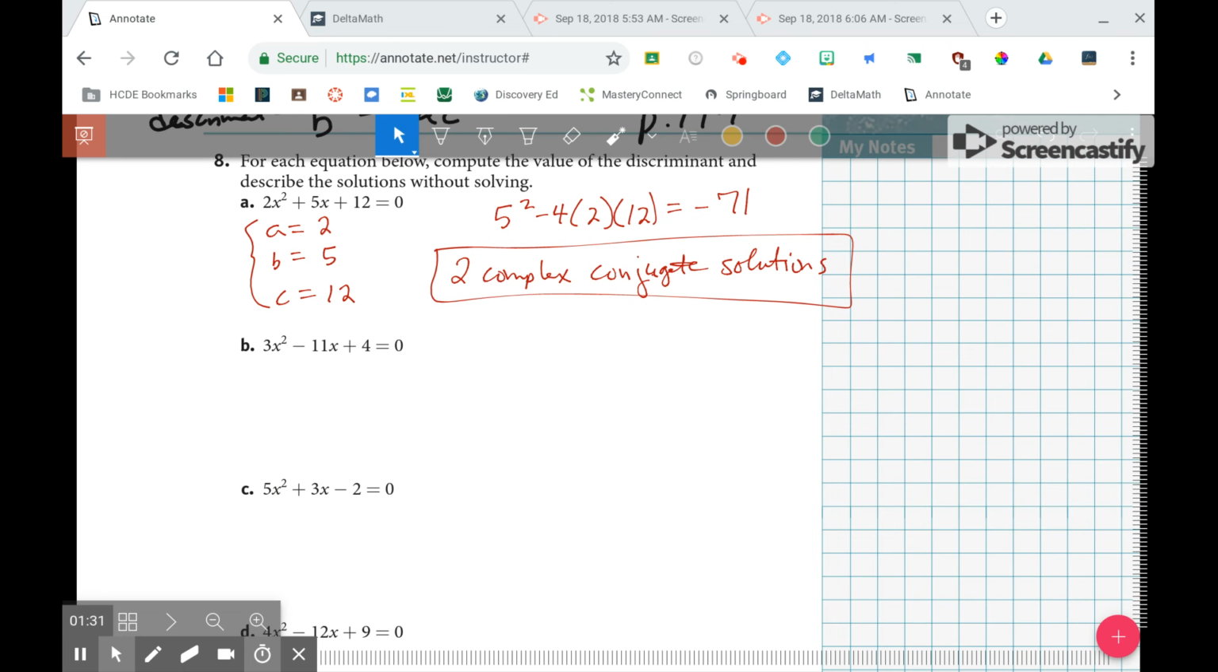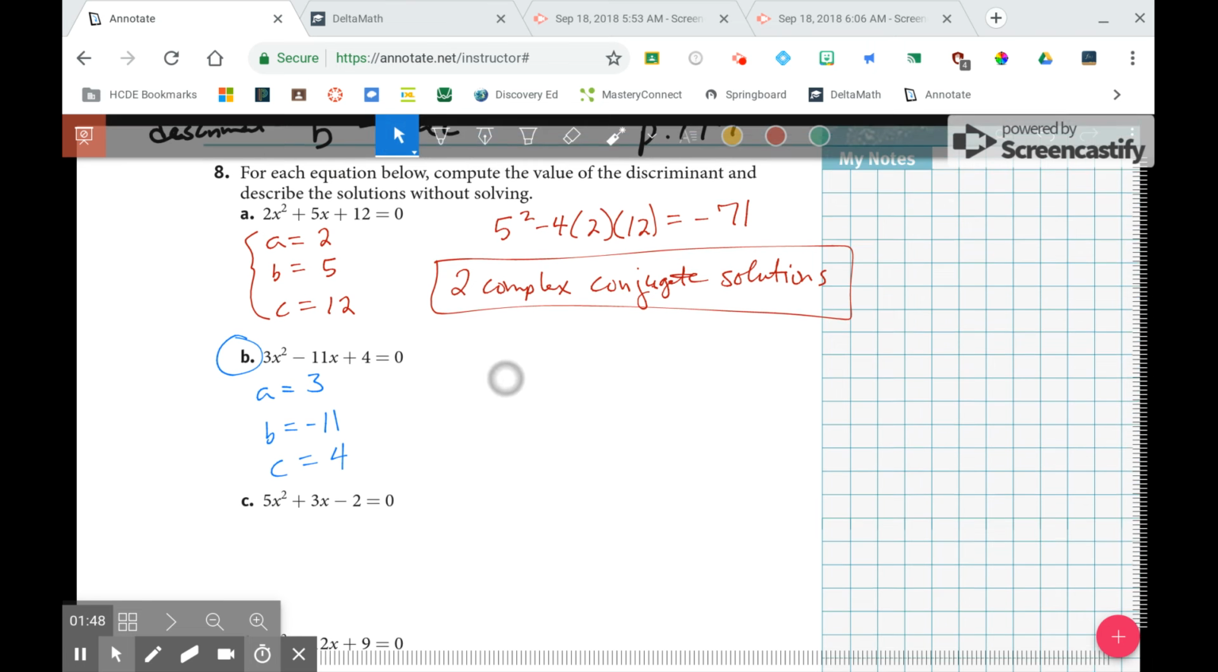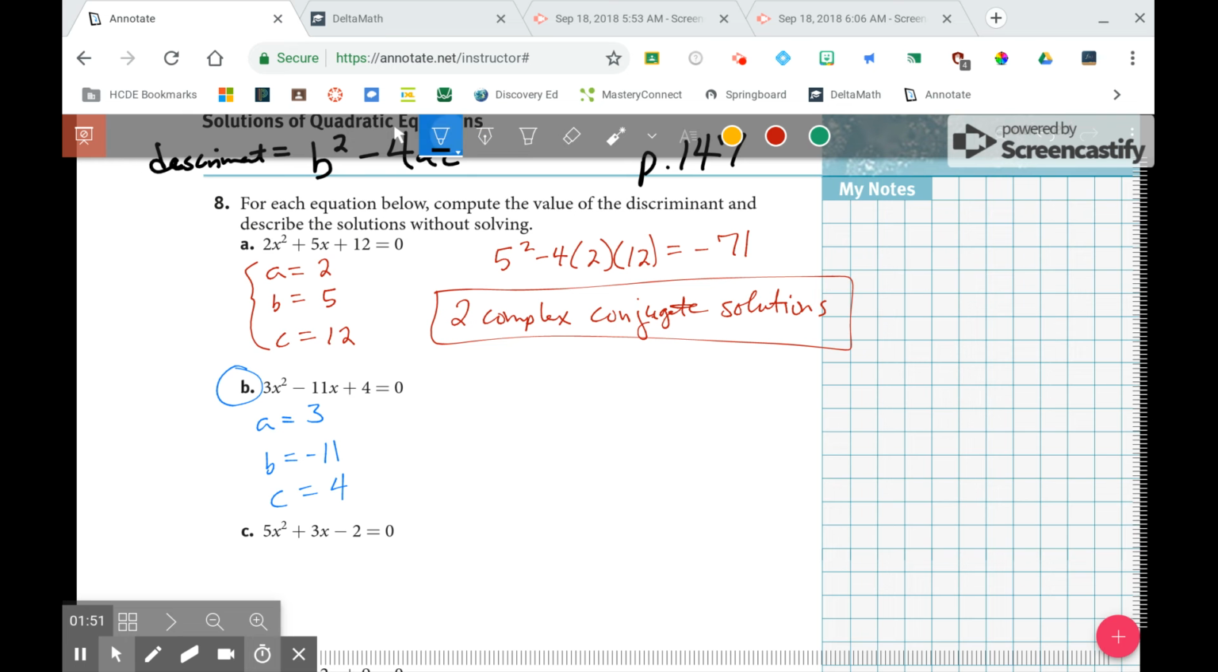So let's look at the next problem. First thing we'll need to identify is A, B, and C in part B. Okay, so we have A, B, and C is 3, negative 11, and 4. So let's plug that into our discriminant. Remember, our discriminant is b squared minus 4ac. So plug that into the discriminant. Okay, so we plug that in. When you type it in the calculator, or do the mental math, you get 73.